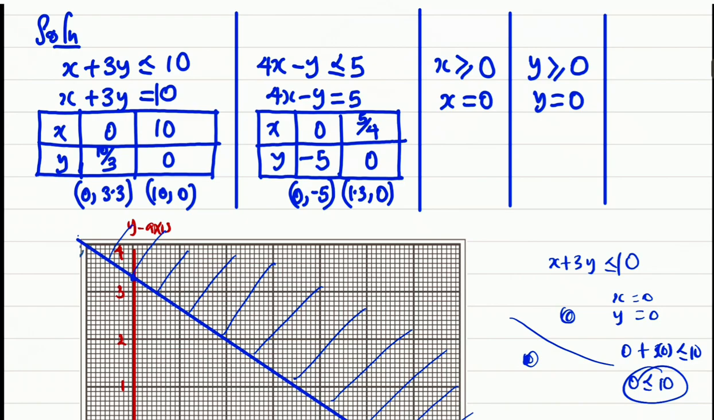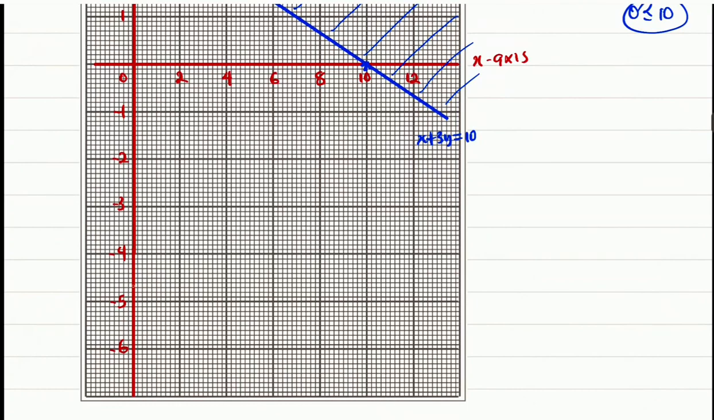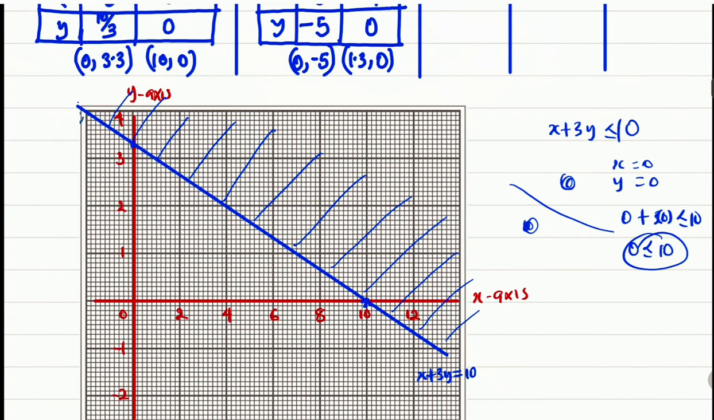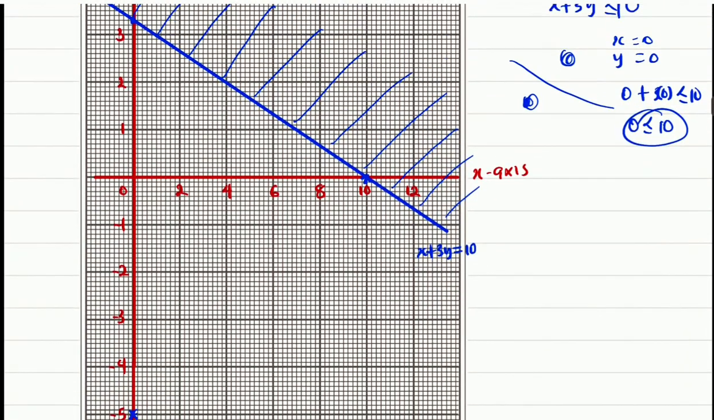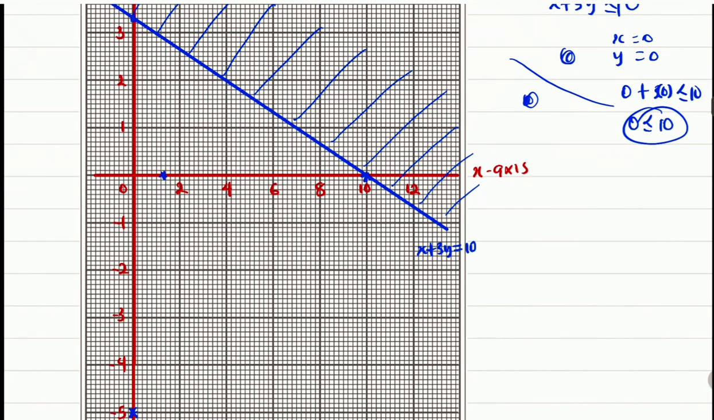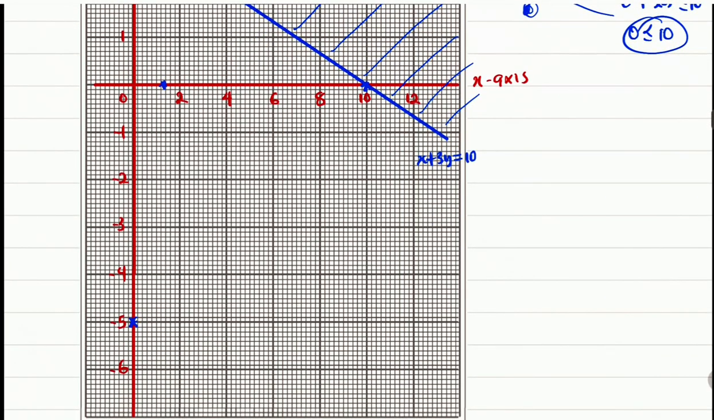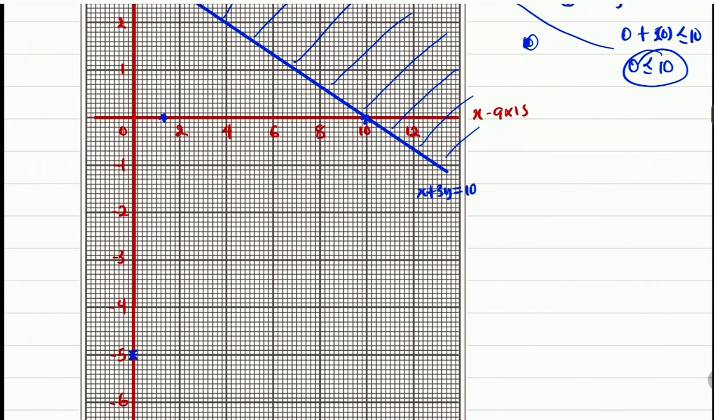The second is when x is 0, y is minus 5. This is minus 5. So I'm done with this. Then we move when x is 5 over 4, which is approximately 1.3, y is 0. So where do we have 1.3? Now let's come back to this and get our 1. So we have the point. Look at the point here. Okay, this is 1.3.